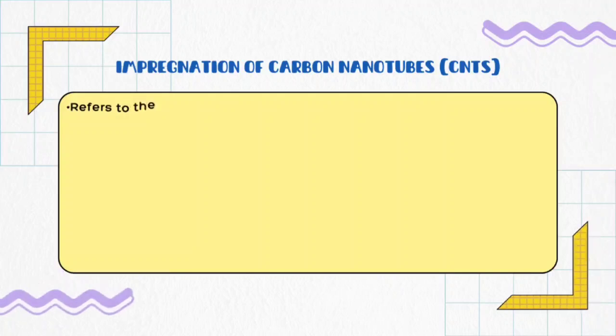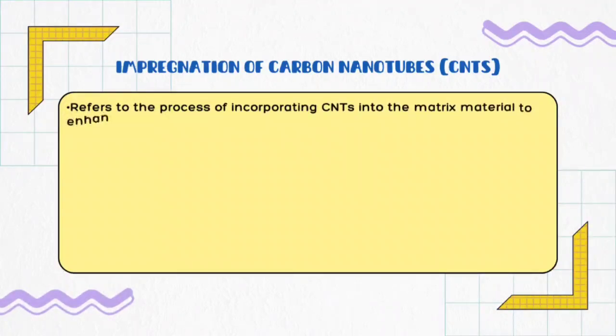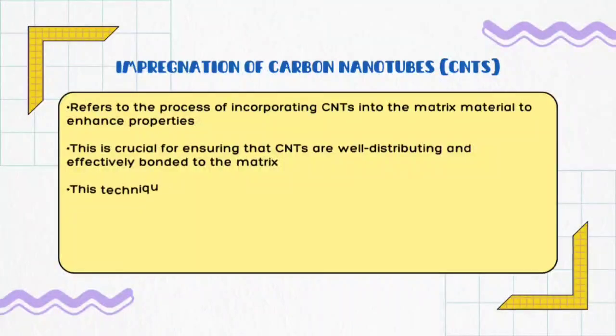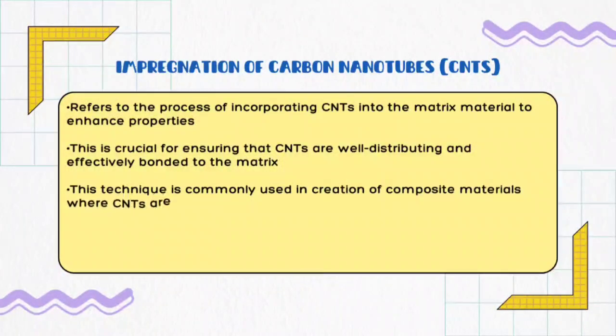For this research, the impregnation of carbon nanotubes was carried out. Impregnation of carbon nanotubes refers to the process of incorporating carbon nanotubes into the matrix material to enhance properties. This is crucial for ensuring that carbon nanotubes are well distributed and effectively bonded to the matrix.